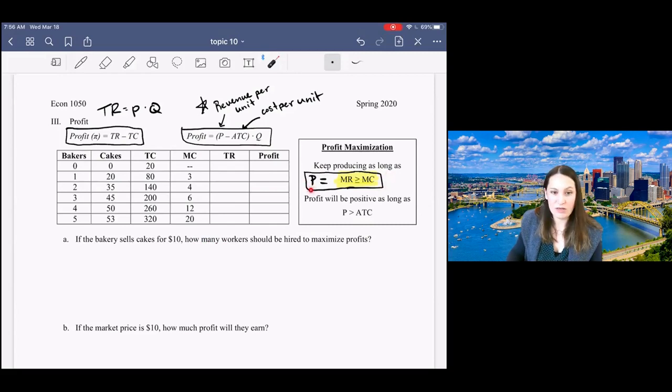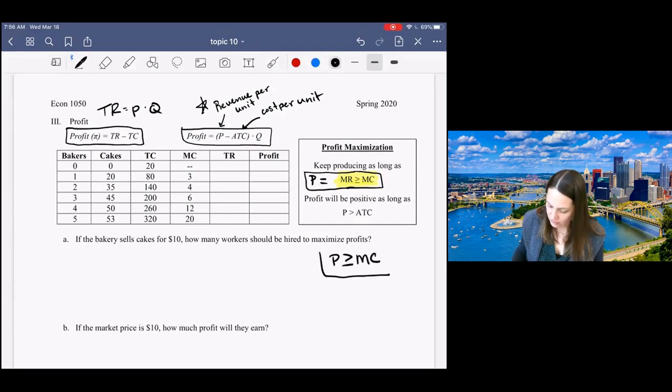We would like to produce as long as price is greater than or equal to marginal cost, and that's going to get us to the highest profit point. So I look here at my table and I can see the first worker is producing cakes at a cost of $3. Yep, that's less than 10. $4 is less than 10. $6 is less than 10. But I don't want to hire the fourth worker. Why? Because the fourth worker produces cakes at a cost of $12. I can only sell those cakes for $10. That's not a good deal.